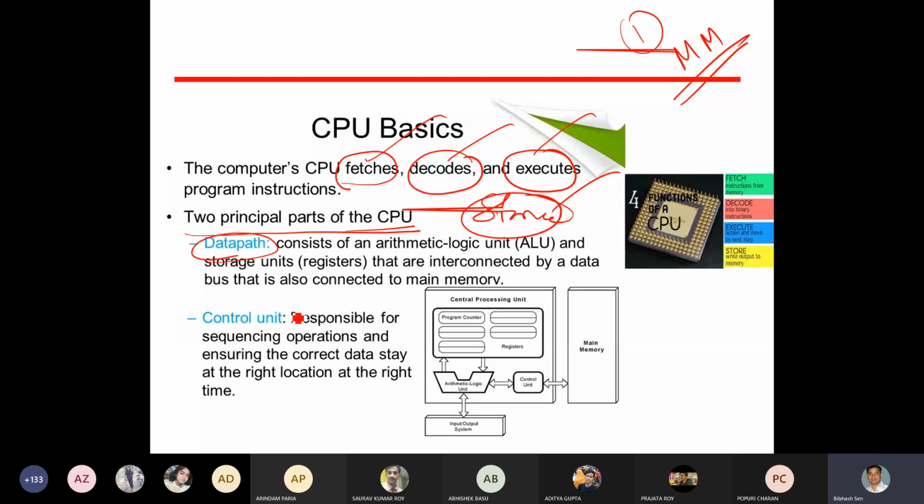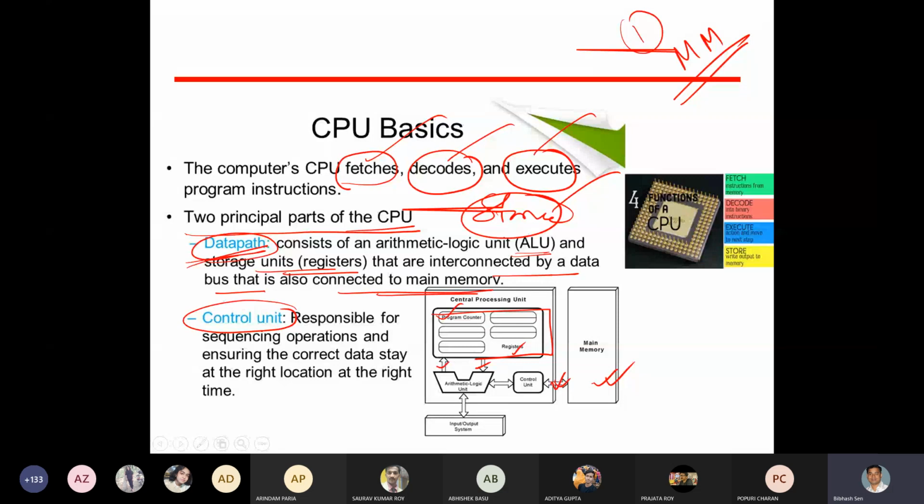One is the data path, one is the control unit path. In the data path, we are considering all the connections with the banks. This is our register banks, dealing with the register banks and special purpose registers also. These consist of the arithmetic ALU and storage unit registers, interconnected by a data bus that is also connected to the main memory. So this is entirely the data path.